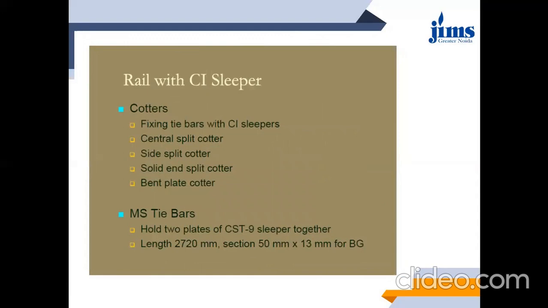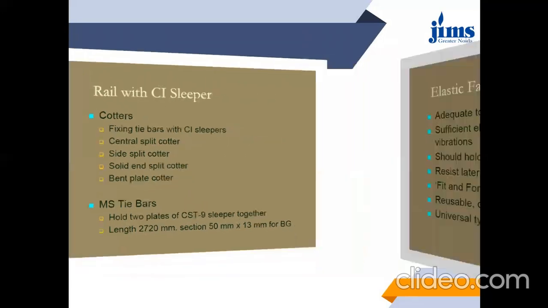Next is cotters and MS tie bars. Again, the tie bars and cotters are used to fasten or fix the CI pot sleeper, that is cast iron pot sleeper.